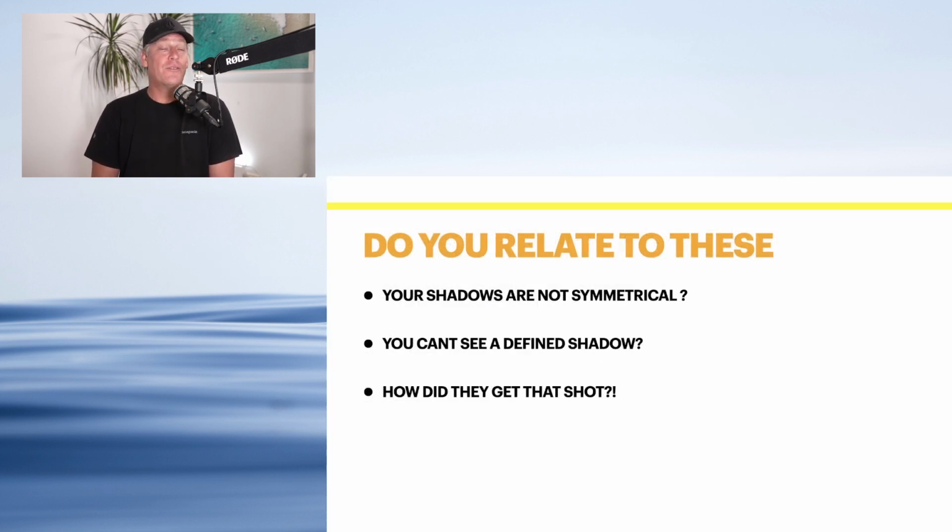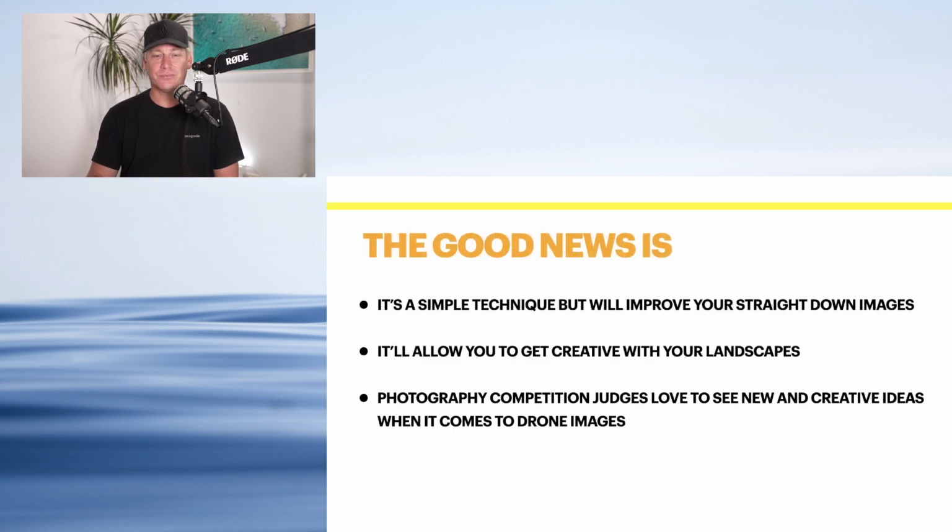Your shadows, if you've tried it before, you know your shadows aren't symmetrical. They're long, drawn out, or they're tiny, so you don't have that sort of appeal of having the person's shape or the animal's shape on either the sand or the dirt. You can't get the defined shadow, which I spoke about, and you always ask, how did they get that shot? So here is the answer.